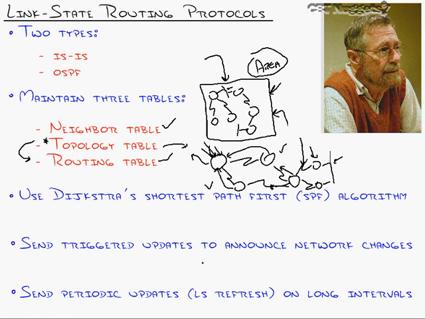Link state routing protocols send triggered updates to announce network changes. So they're not like RIP, where they just send the whole routing table every 30 seconds or something like that to update all of the other routers. They only send an update when there's a change to the network. All the other messages, like in EIGRP, are hellos.